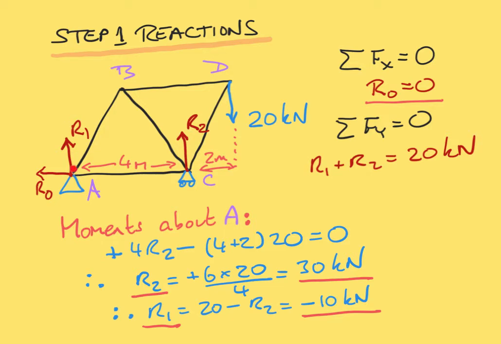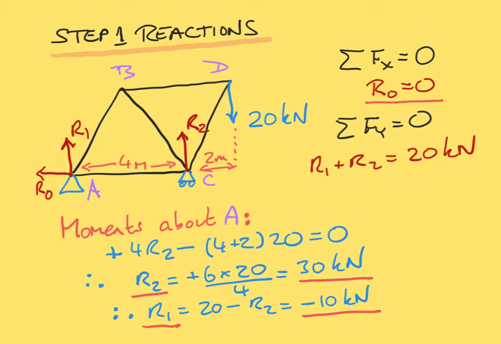That way we will get rid of the contribution of R1, and we will have contributions from the load and from R2. The distance for R2 is 4 meters, the length of one of the members, and the perpendicular distance for the load is going to be 4 plus 2, half of this distance. So this is going to be anti-clockwise. It has a positive moment. This will be clockwise about A. It has a negative moment.